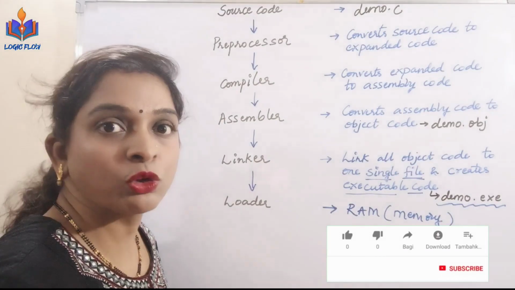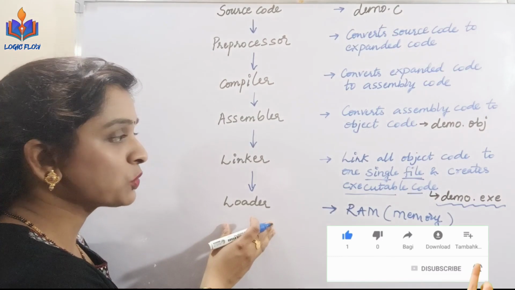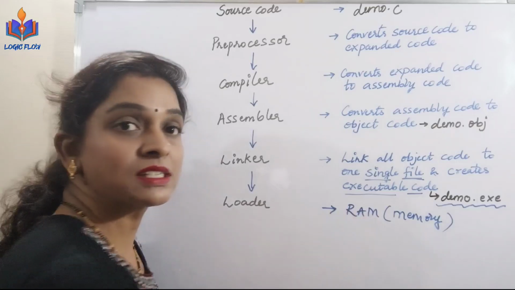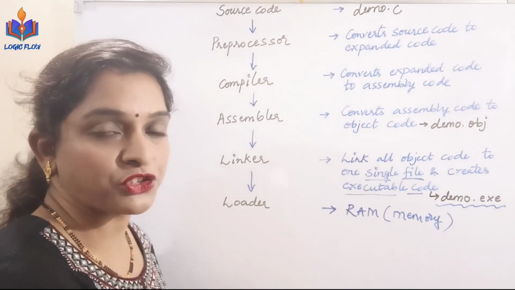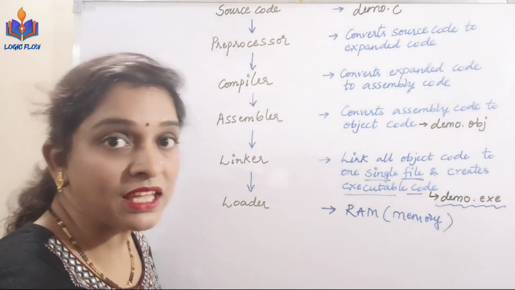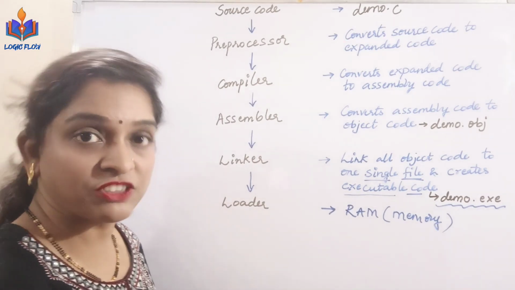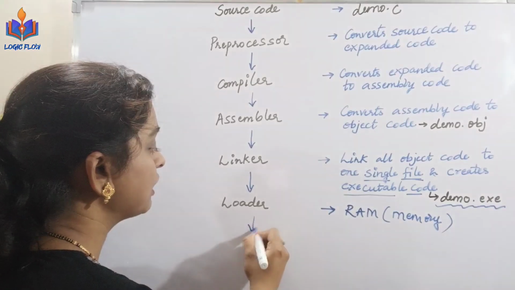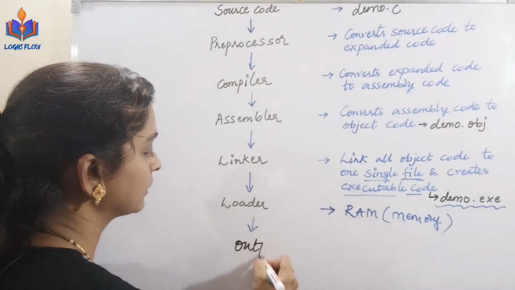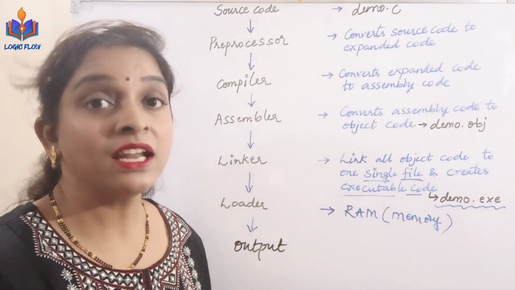So I need to execute my program. Here the loader comes into the picture. The loader is going to load your exe file, which is ready for execution, to the main memory, that is RAM. Then it is sent to the processor, and the processor is going to process your program, and if there are any errors, that is runtime errors, we are going to get those errors. But if it is free from errors, then finally we are going to get the output of the program. So this is the complete process of compilation and execution.